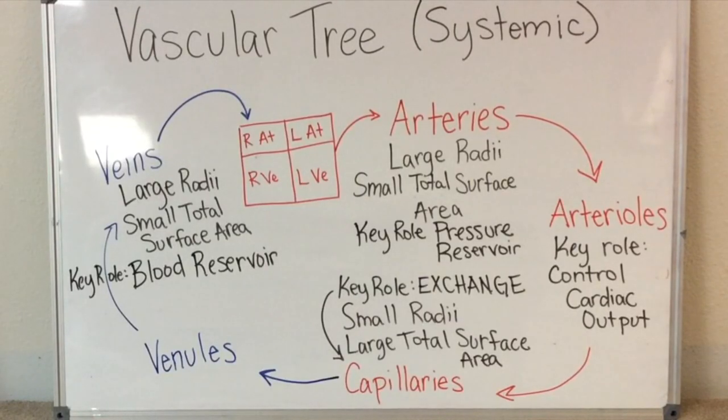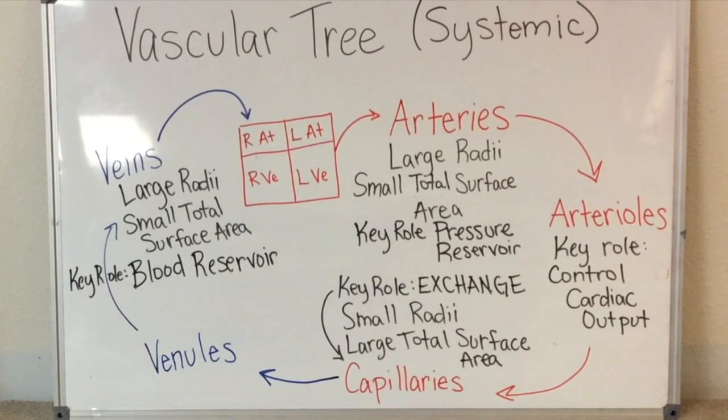Arterioles' key role is to control cardiac output. Arterioles are able to change radii and therefore determine which organs receive more or less blood flow, and also how much resistance the cardiovascular system endures.